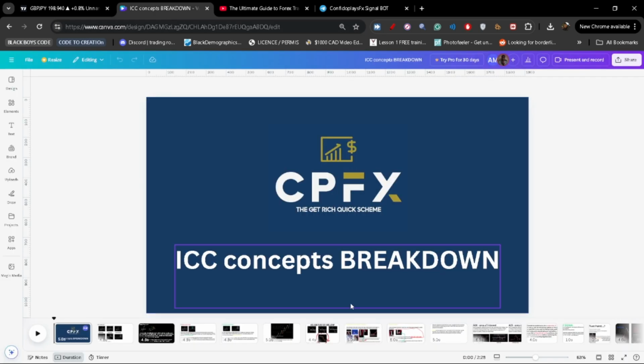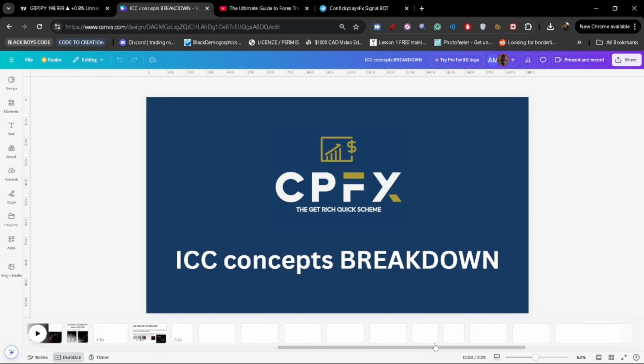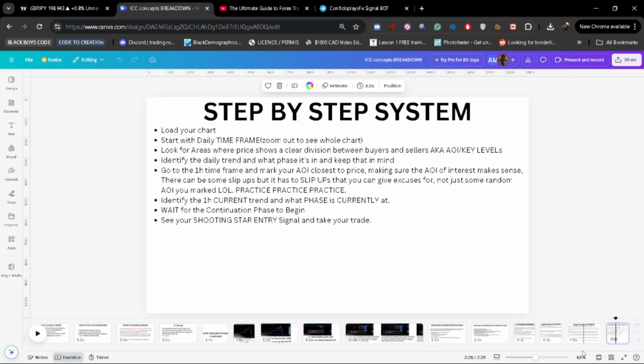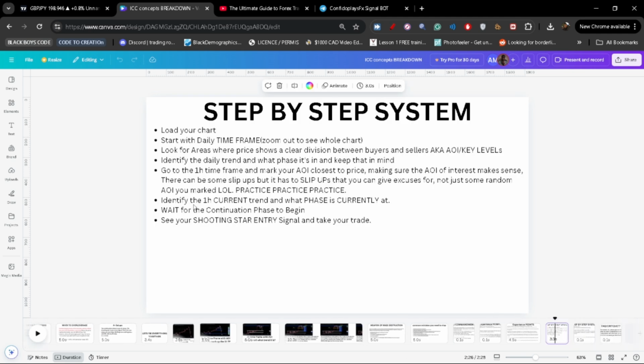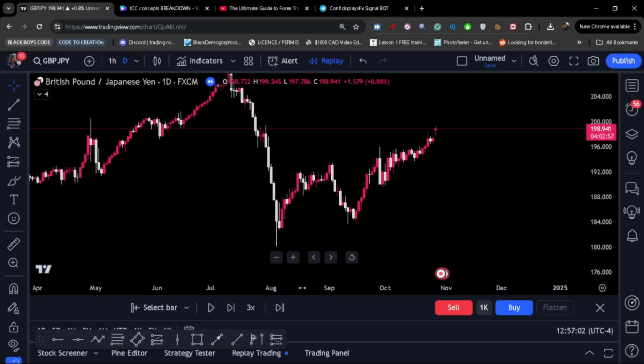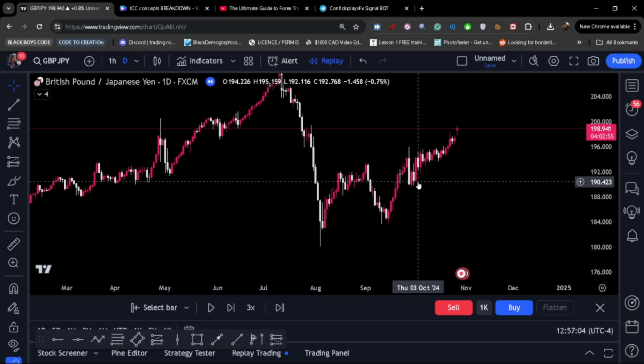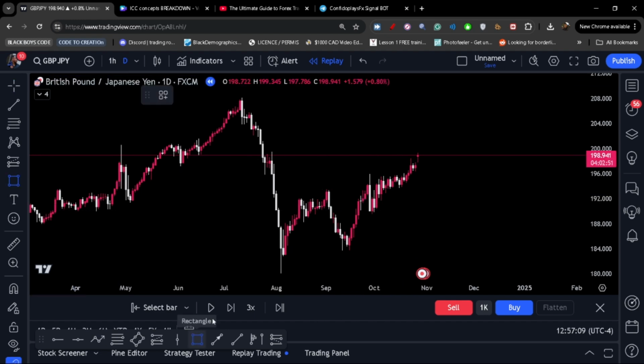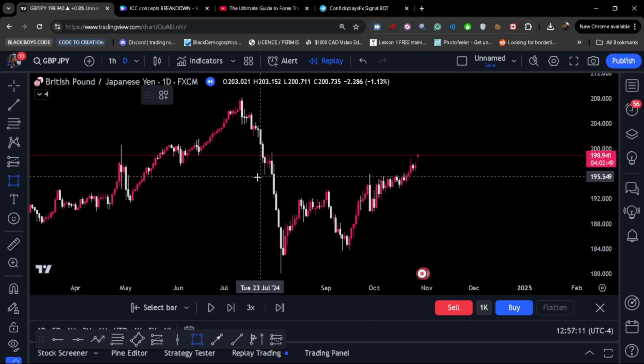So in my ebook, I give you guys step by step of what you need to do when you wake up or when you start looking at the chart, right? So if you go to the slide here, right, you can see step by step of what you need to do. So basically the first step, guys, is to analyze your daily time frame and to find your area of interest, right? So in this case here, my area of interest was basically this zone here.